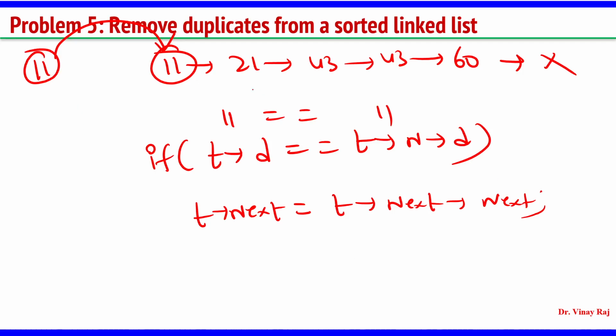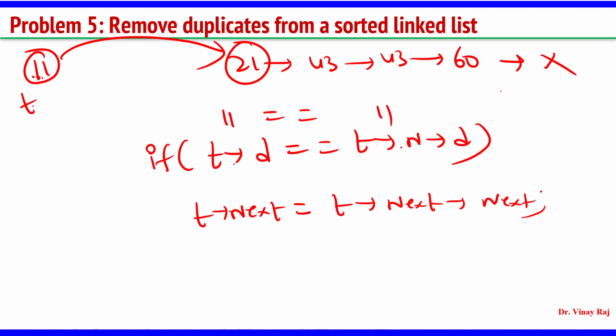Again go back to the while loop. Is t next not equal to null? Yes, not null. Then t data, that is 11, is equal to t next data, that is 11. Are they both same? Yes. In that case, its next should be 21. So this is also gone now. This link is gone. This link is created. It is updated. Again repeat.